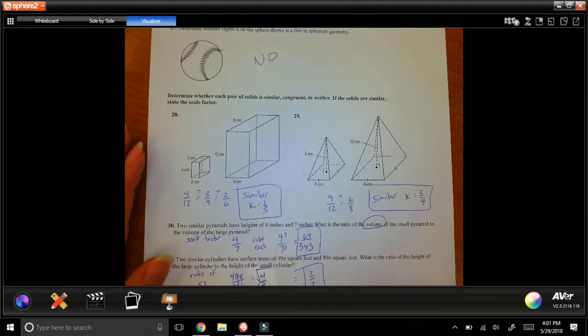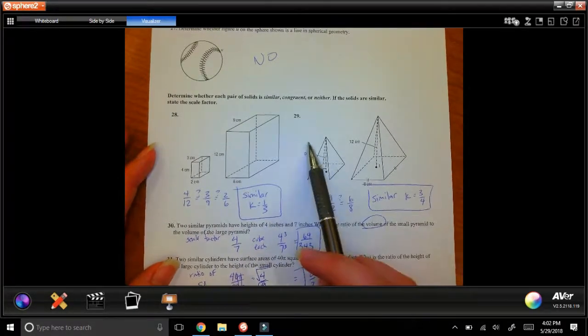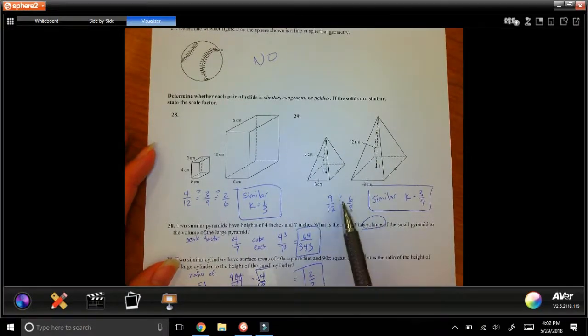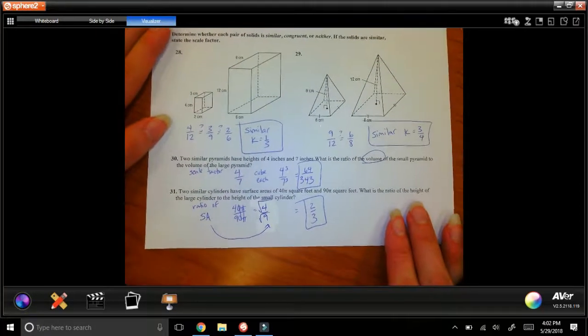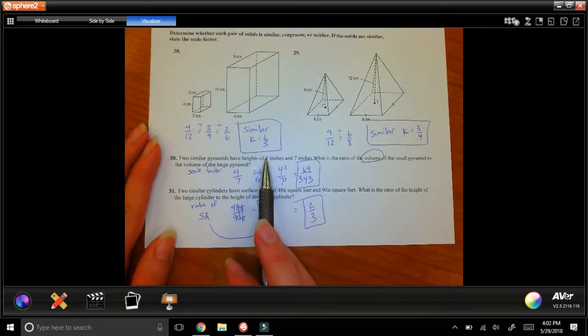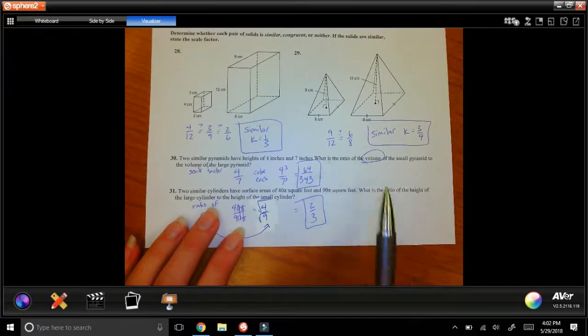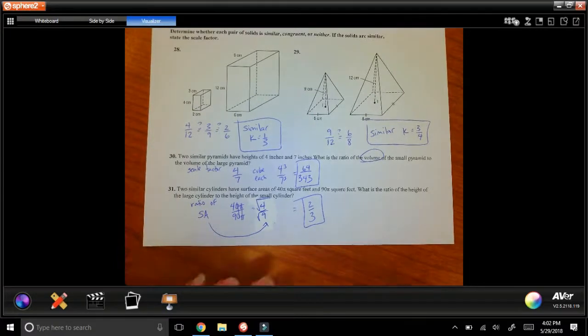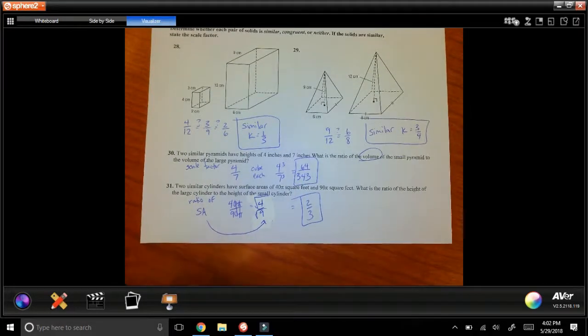I had already done these, so I'll talk through them quick. This first one, they are similar. If you match up those sides, you're going to find that those all have a scale factor of 1 to 3. So that makes them similar. For this next one, if you put the corresponding parts together, those also have that same scale factor of 3 to 4. Number 30, it gives you the scale factor is 4 to 7, and it wants to know what the ratio of the volumes is. So I'm going to cube each part to get 64 to 343.